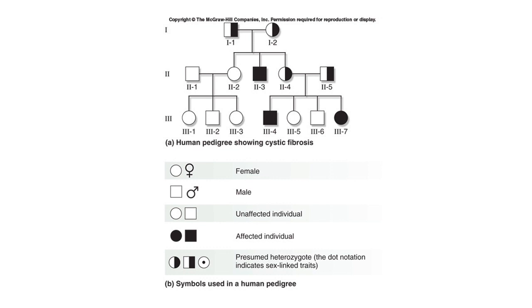So just look at this slide and familiarize yourself with some of the typical symbolism and how we indicate males and females. Females are circles, males are squares, and then affected individuals are usually filled in. And then we have other symbolism that we use for heterozygotes or people who are carriers.